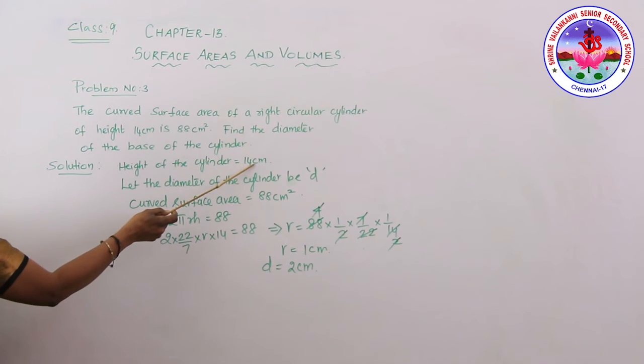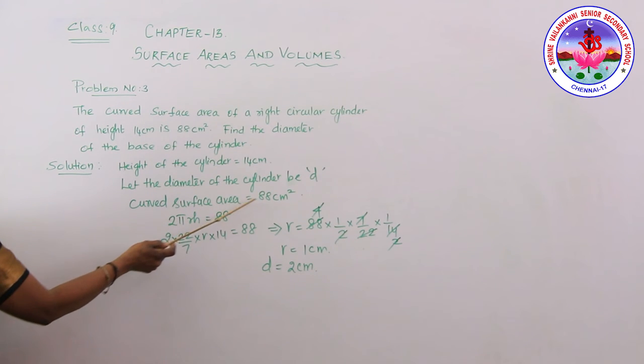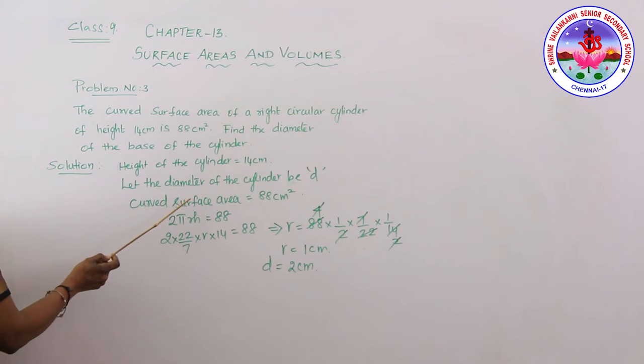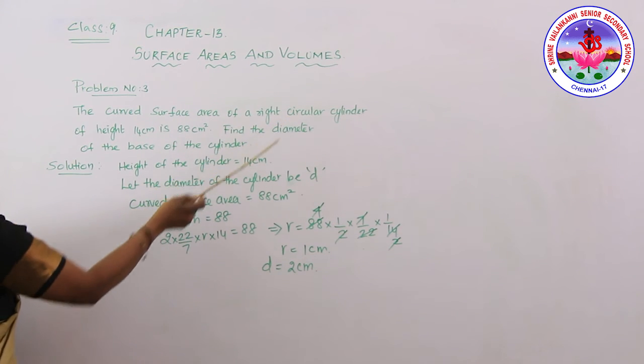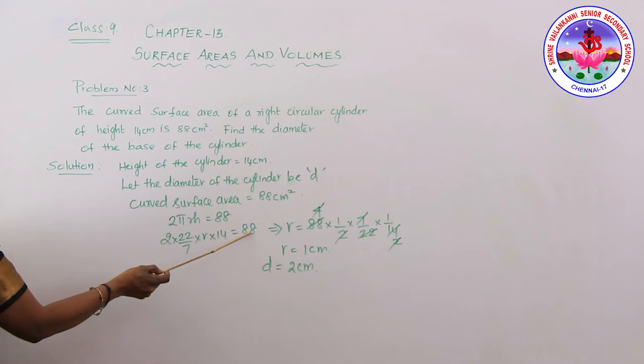So we are writing height 14. We are taking diameter as D. Curved surface area given as 88 centimeter square. So we know that the formula for finding the curved surface area of a cylinder will be 2 pi RH. So I am equating 2 pi RH is equal to 88. So 2 into pi value 22 by 7 into R, which we need to find, into height 14, is equal to 88.